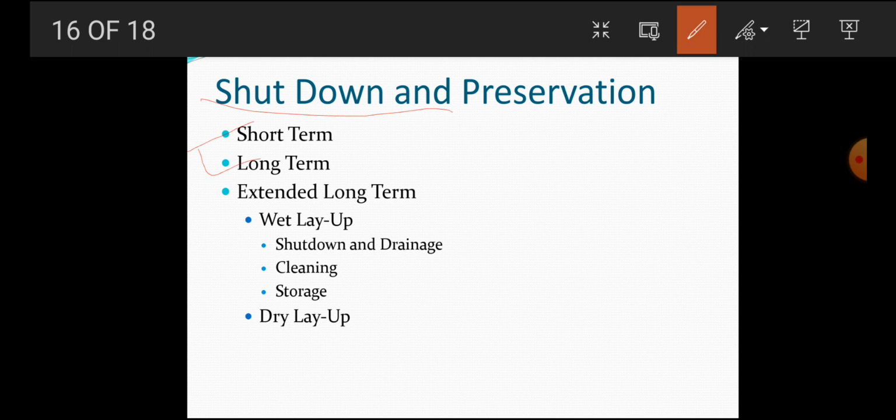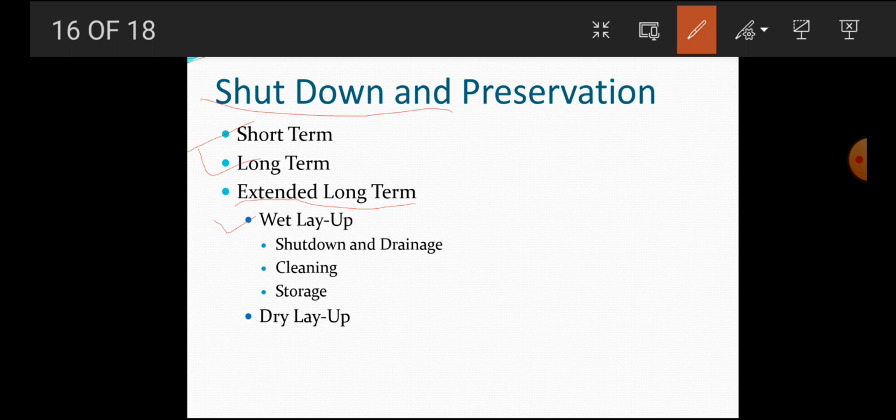Then next is extended long term. So what is extended long term? In extended long term periods, the shutdown is beyond 14 days. This extended period is called summer storage. This is divided into two, either a wet layup or a dry layup. So you can shut down in two ways, that is wet layup and dry layup. First we will see wet layup.